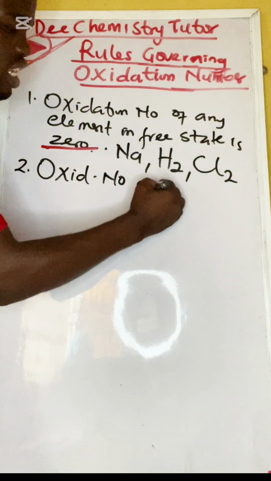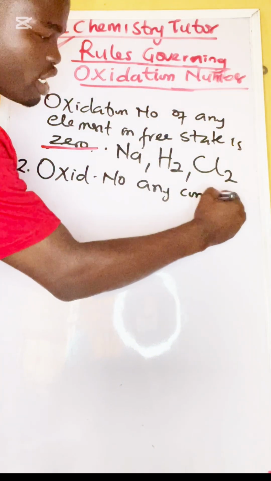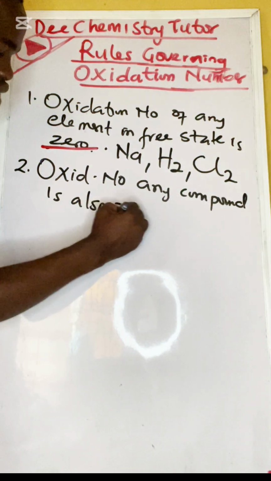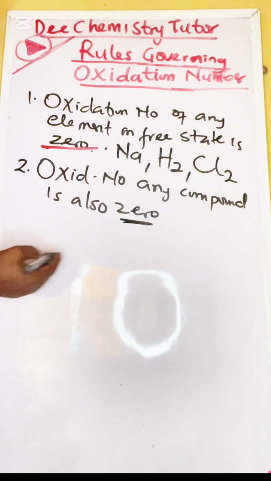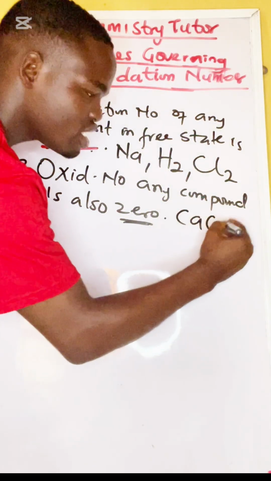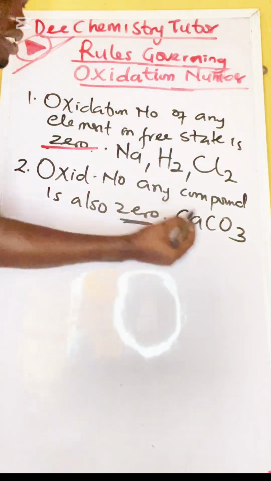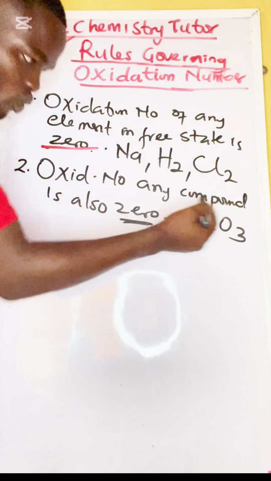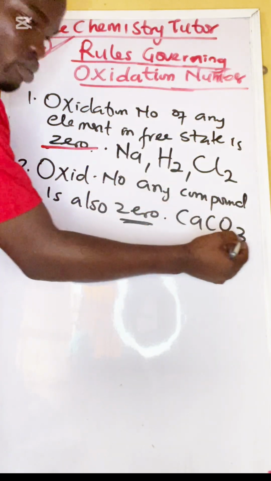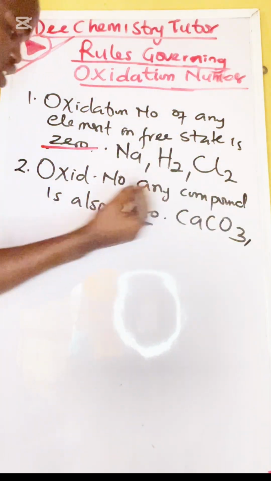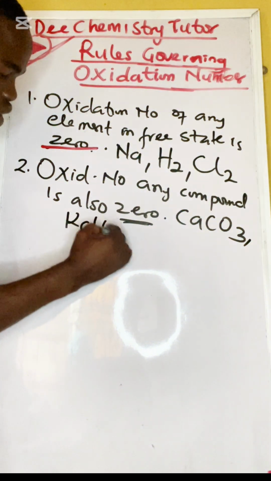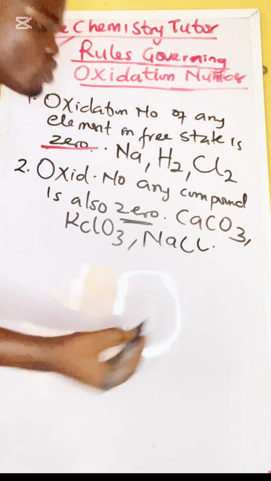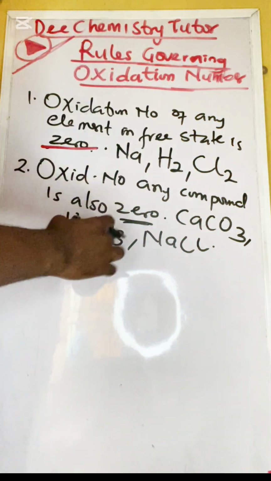Number two, the oxidation number of any compound is also 0. Please take note. It's also 0. What do I mean? The oxidation number of CaCO3 is 0. I did not ask you the oxidation number of carbon in this compound. It is the whole compound. The oxidation number of this compound is 0. Another one, the oxidation number of KClO3 is 0. The oxidation number of NaCl is also 0. So far, you are a compound, the oxidation number is what?